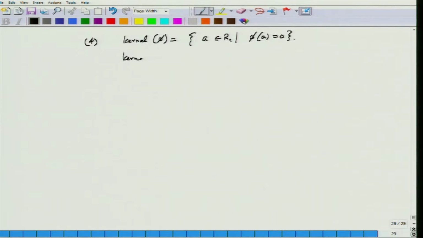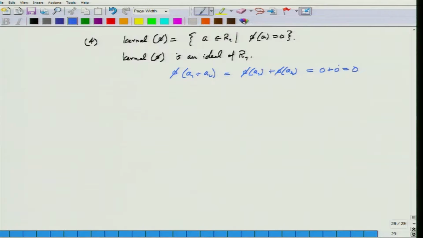What can we say about the kernel of phi? The kernel of phi for groups was a subgroup. Here, it's an ideal. Why? See, phi of a1 plus a2 is phi of a1 plus phi of a2. If phi of a1 and phi of a2 both are 0, then phi of a1 plus a2 is also 0. Phi of b times a is phi of b times phi of a. And if phi of a is 0, then this is phi of b times 0, which is 0. So that implies that the kernel is an ideal of the ring R1.